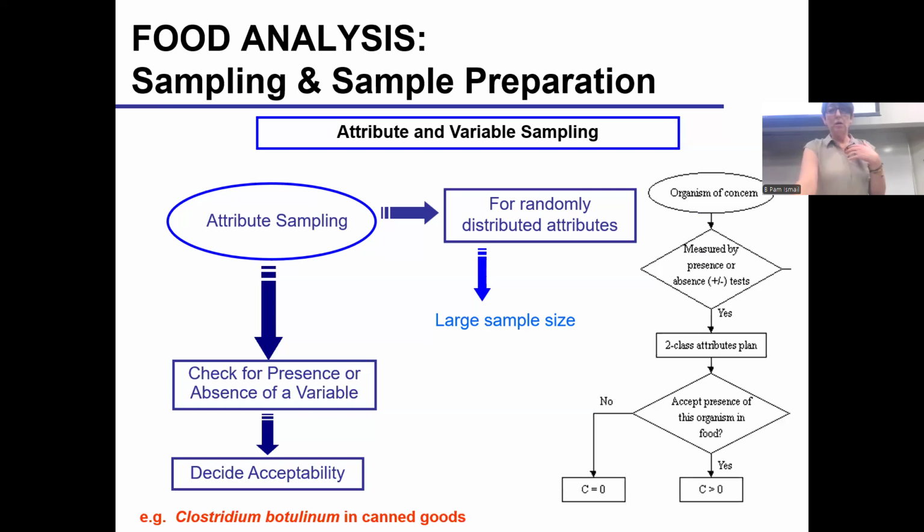So here, just to show you kind of a diagram. If you have an organism of concern or a component of concern, certain pesticide or antibiotics, let's say, or aflatoxin, these can be randomly distributed, but they shouldn't be in the food. Some pesticide, there is a limit of concentration that can be accepted, but other pesticide you should not have any of.